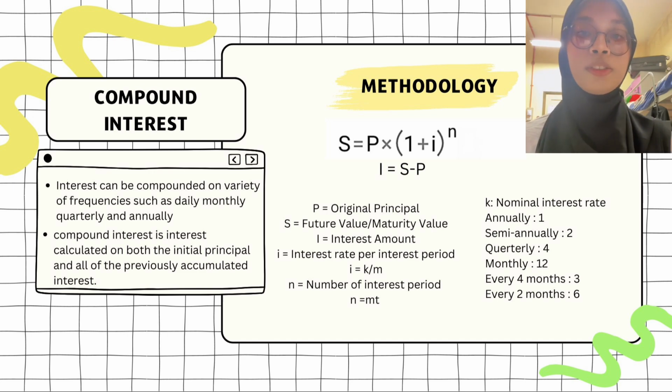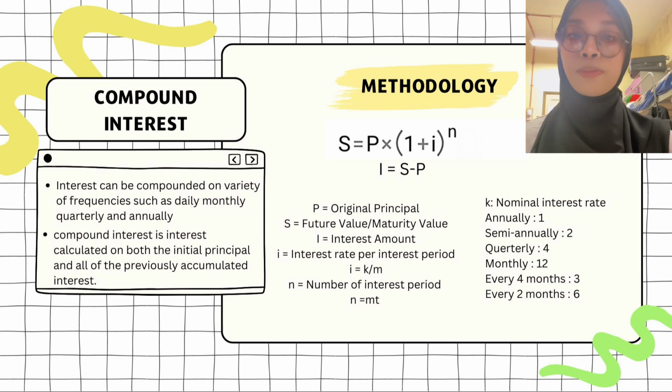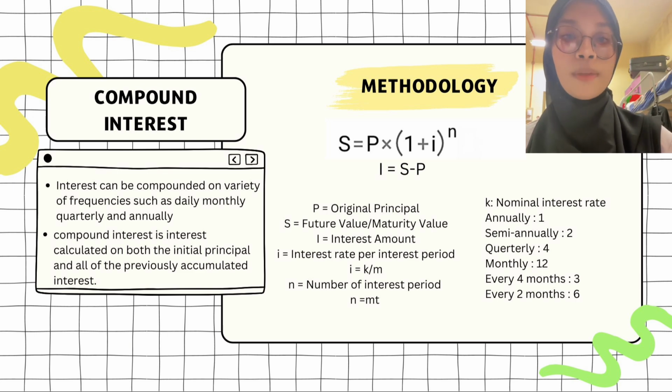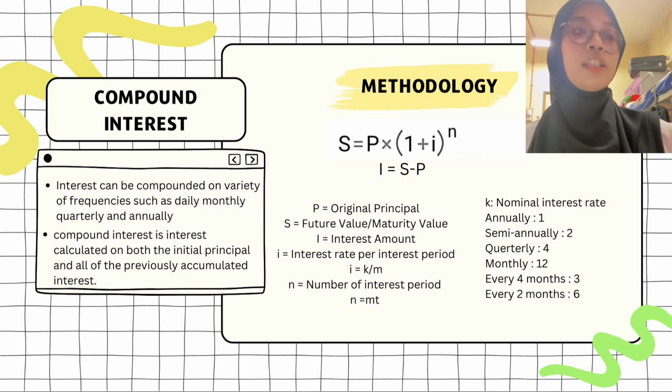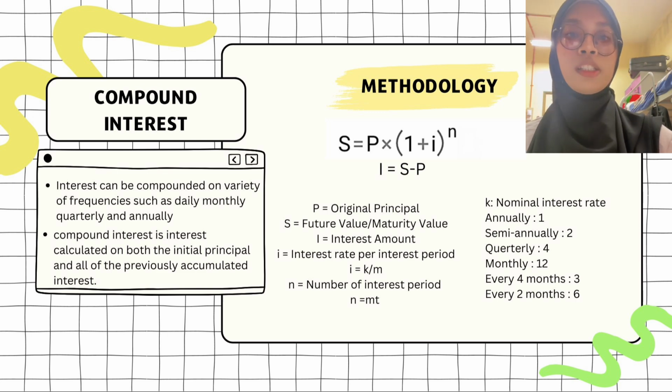i is for interest rate per interest period, which is i equals k over m. n is for number of interest periods, which is n equals m multiplied by t. k is for nominal interest rate, such as annually 1, semi-annually 2, quarterly 4, every 4 months 3, every 2 months 6, and monthly 12.